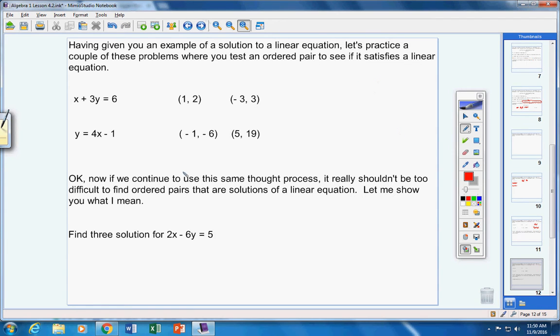What if I give you a linear equation like this? And by the way, that should be solutions plural. What if I gave you a problem like this and I said, find 3 solutions? What would you do? Well, copy this down, please. Copy this down, and let's work this out together, okay? 2x negative 6y equals 5. Let's find 3 solutions.